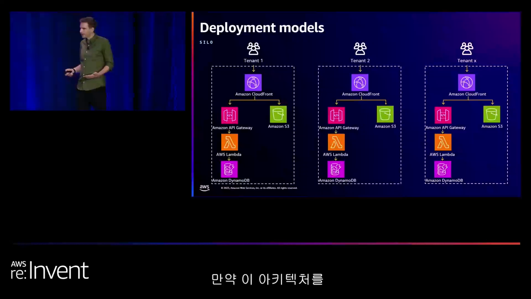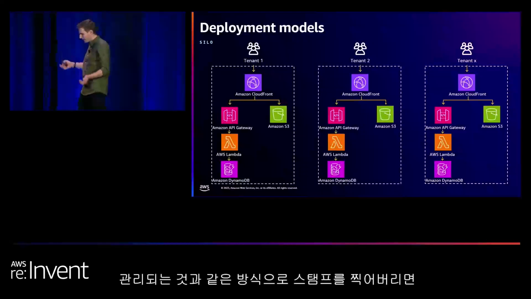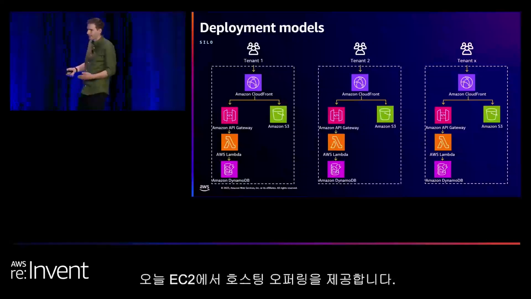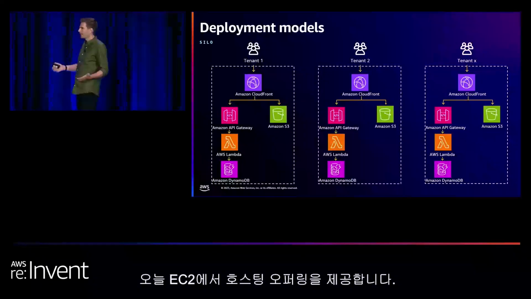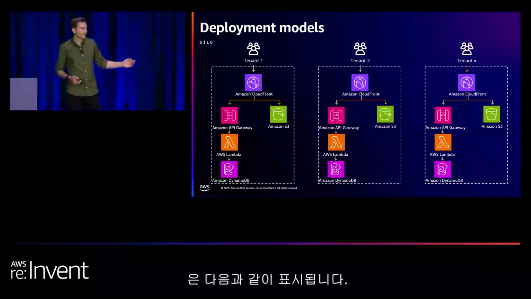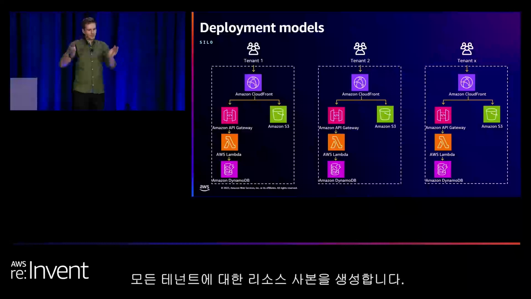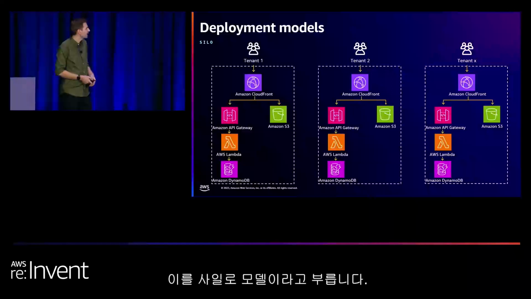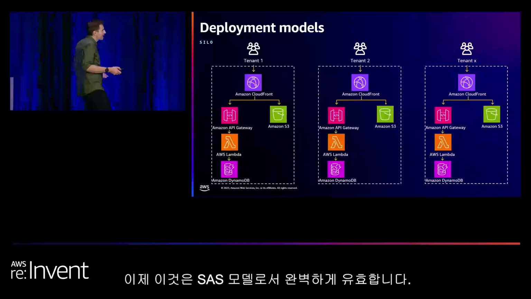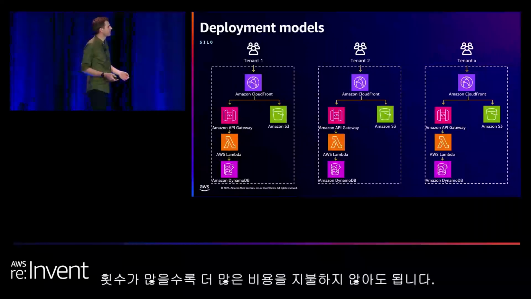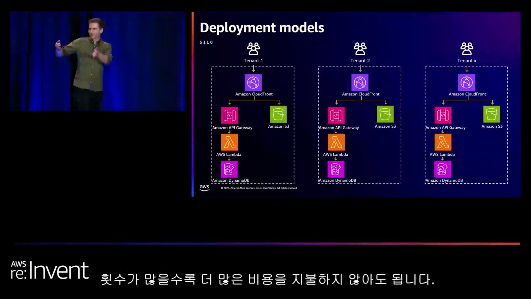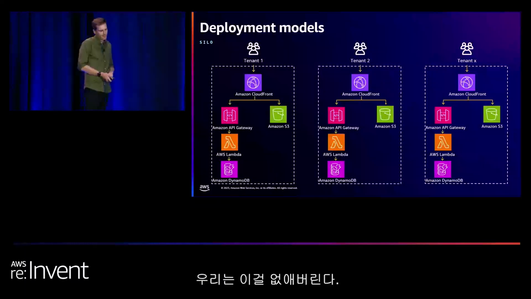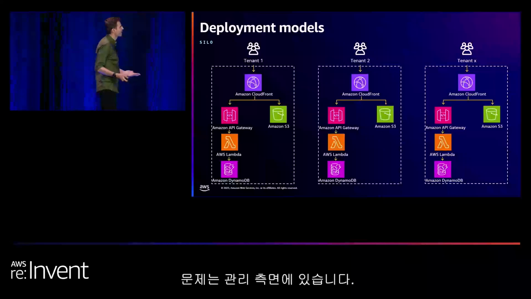If we were to take this architecture and stamp it out in the same way that we have our managed hosting offering today on EC2, it would look something like this. We'd create a copy of the resources for every tenant. And this is something we would call the silo model. Now, this is perfectly valid as a SaaS model. And because we're now using serverless, we don't necessarily pay more the more times we stamp this out. The challenge comes on the management side.